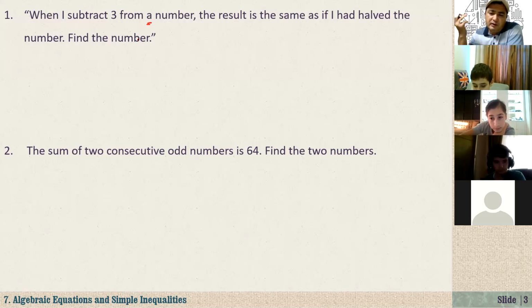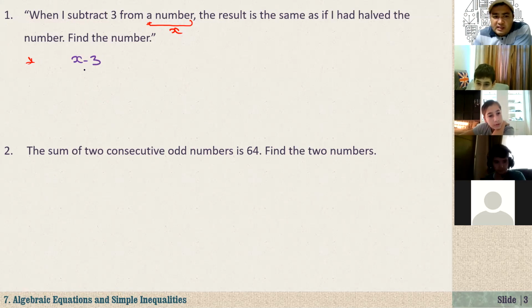If I say "a number," that can be anything, right? Unknown. Anything. So suppose I don't have to write everything here. Suppose that number is X. So I'm looking for this number, right? Here we are saying that when I subtract 3 from a number, how can I write this expression? X minus 3.